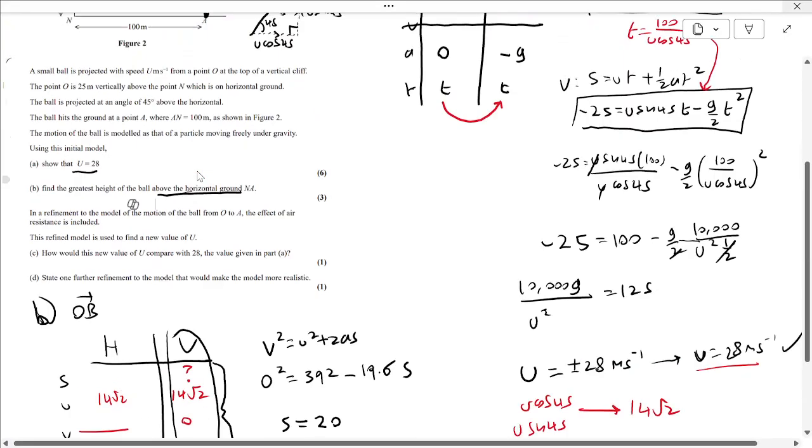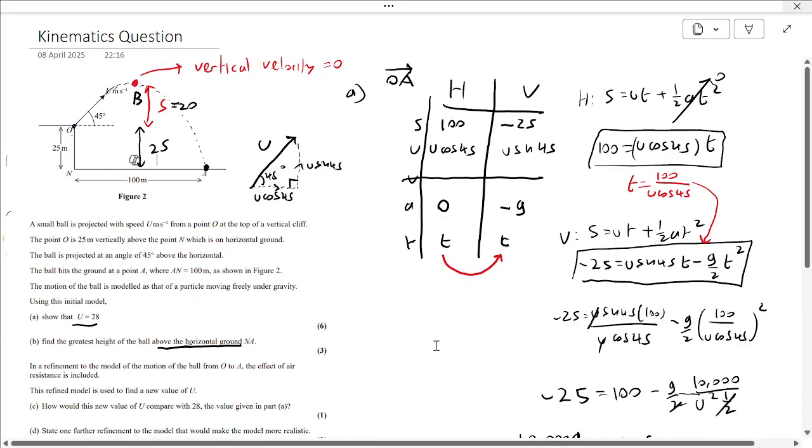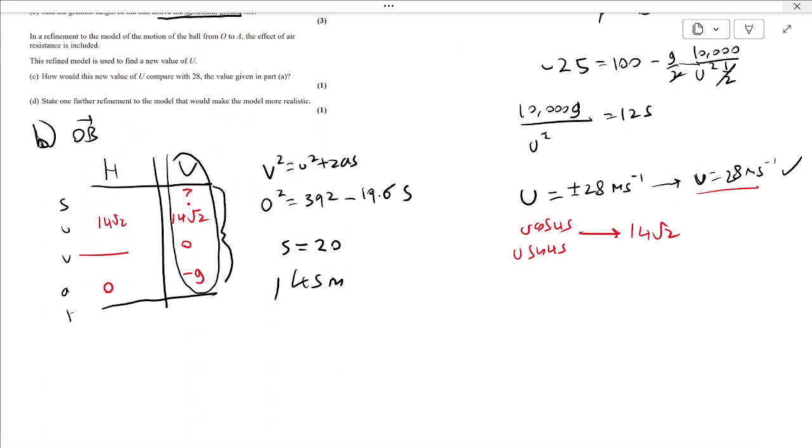I haven't answered the question yet, because the question does say finding the greatest height above the ground. Okay, so this additional height gained was 20 from O to B. Above the ground, there's still this 25. So my final answer is going to be 45 meters above the ground. So let's just put 45 meters, put a box around it, so the examiner knows that's my final answer.